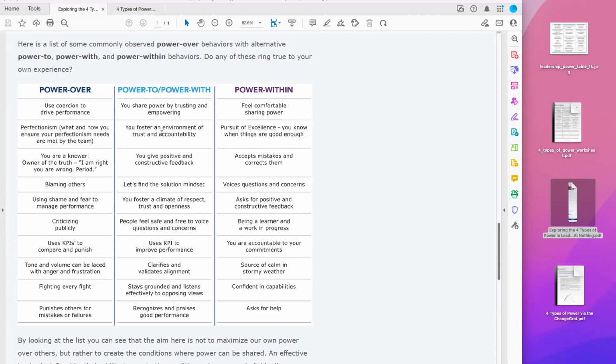Power with, you share power by trusting and empowering. Okay. You give positive and you foster an environment of trust and accountability. You give positive and constructive feedback. Okay, okay. Your ideas about let's find the solution. You foster a climate of respect, feeling safe and free.